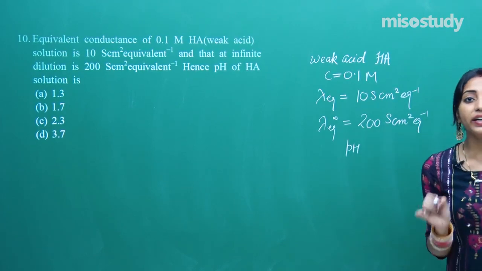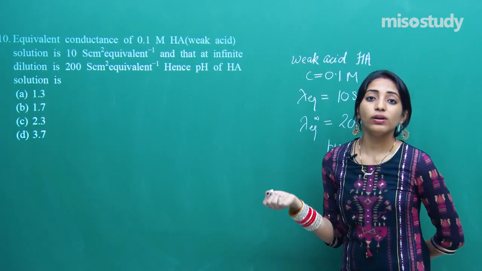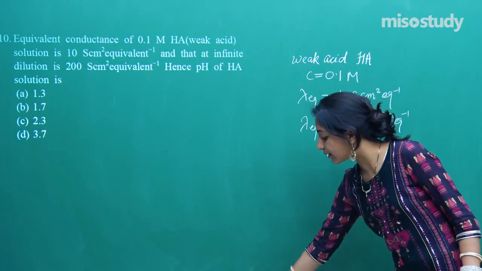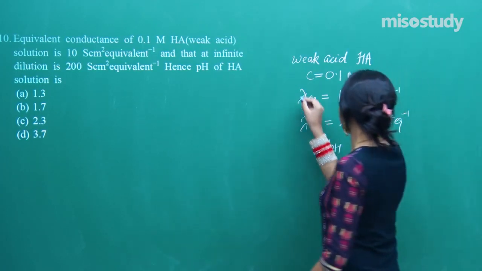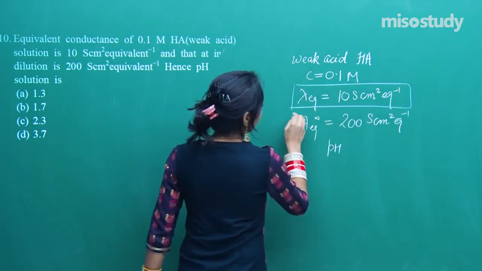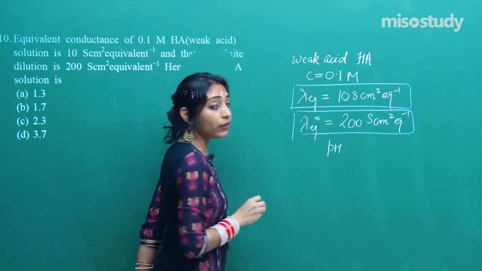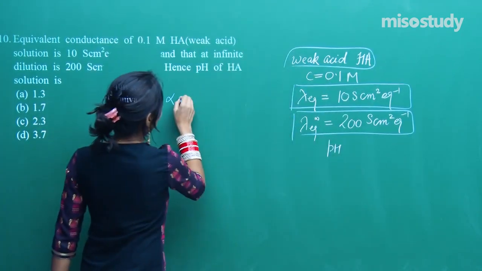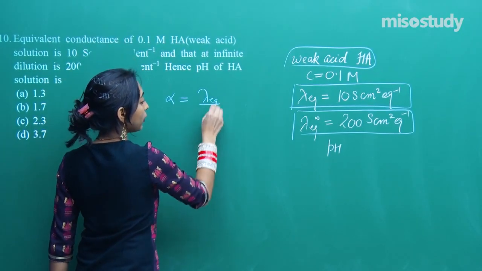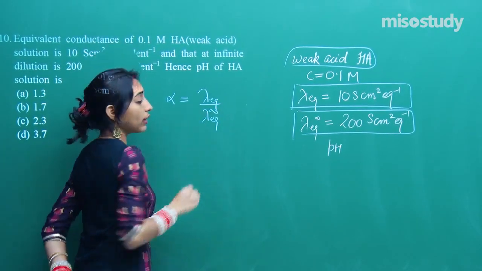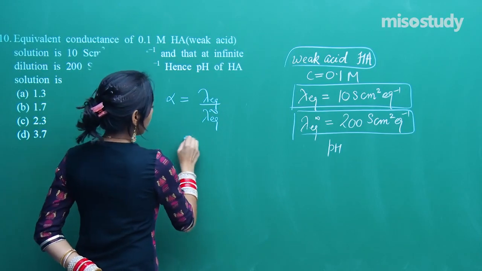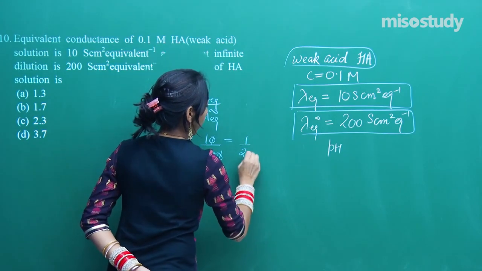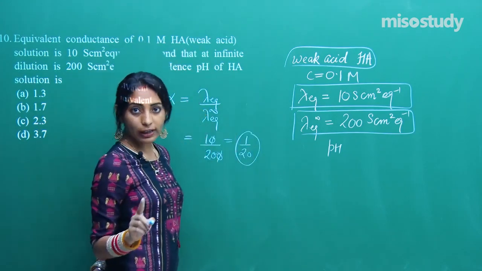The question is very good, and this question is up to the advanced level also. See how we will be proceeding on to the answer. When I know the value of lambda EQ, and when you know the value of lambda EQ infinity, and it's a weak acid, you know alpha could be written as lambda EQ divided by lambda EQ infinity, right? So this will be 10 divided by 200, so this will be 1 by 20. So you know the value of alpha.